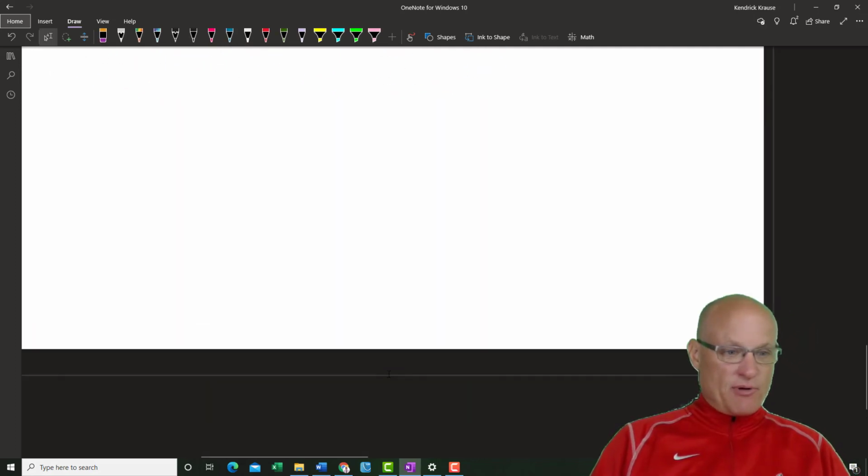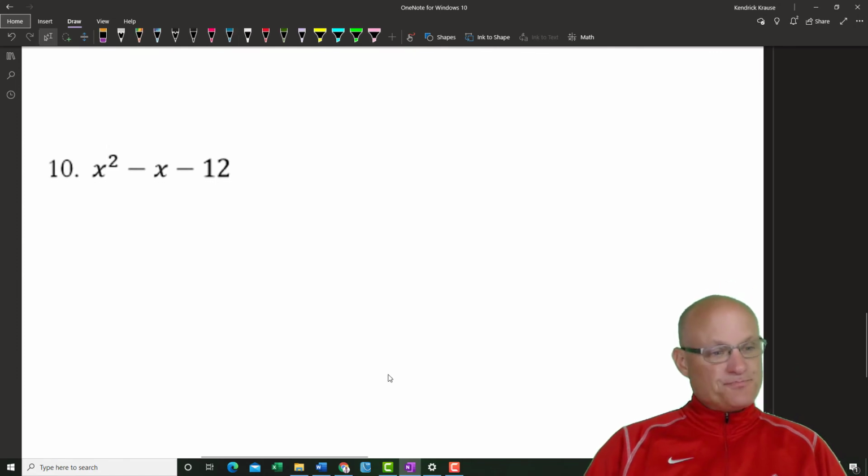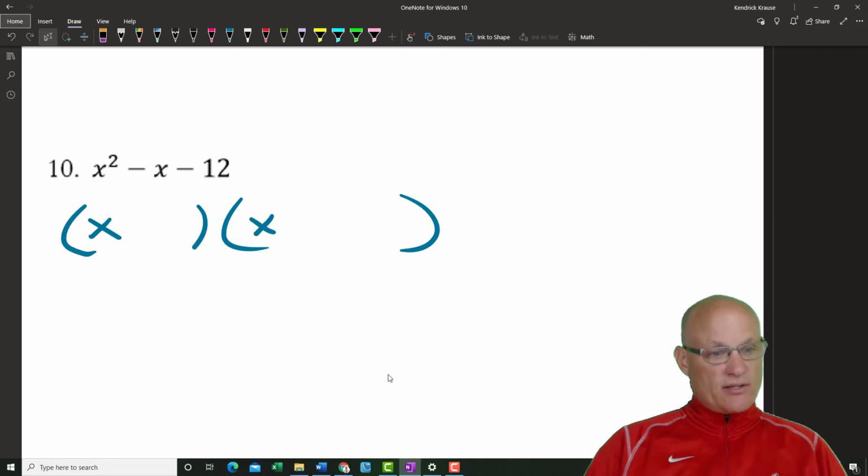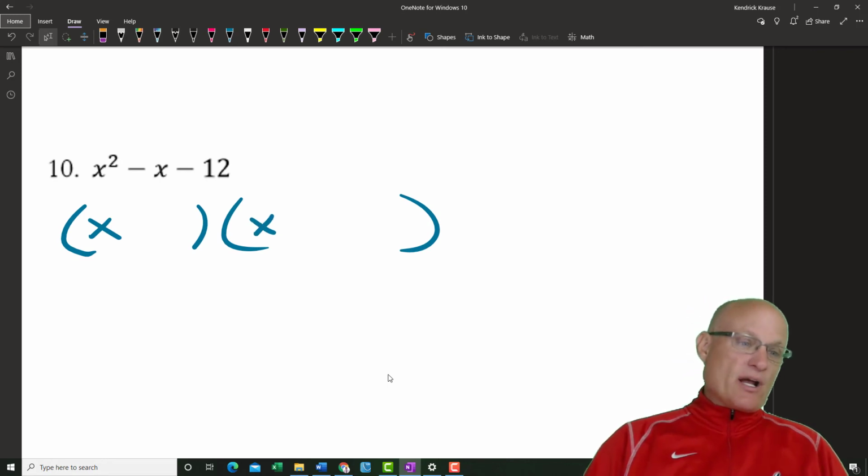And I think this is our last problem. Sweet. X and X. So I need two numbers that when I subtract them, they give me negative 1. Yeah, remember there's a 1 there.